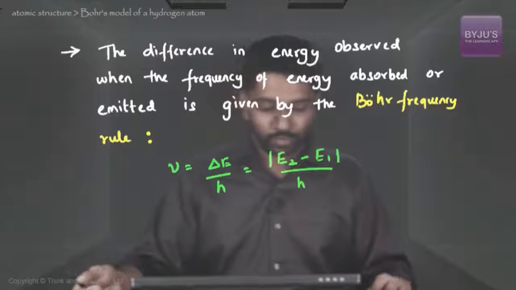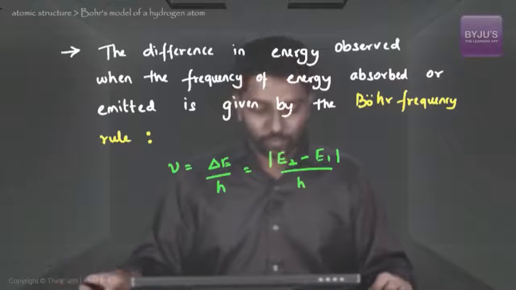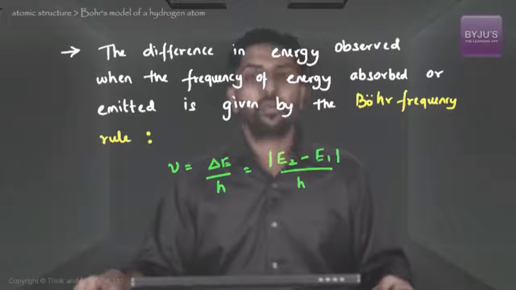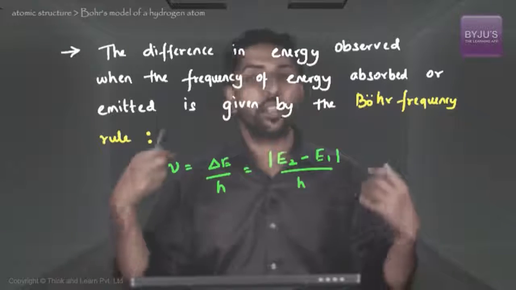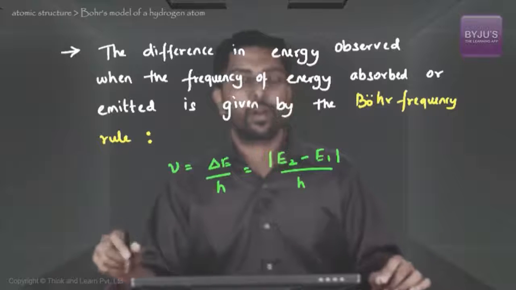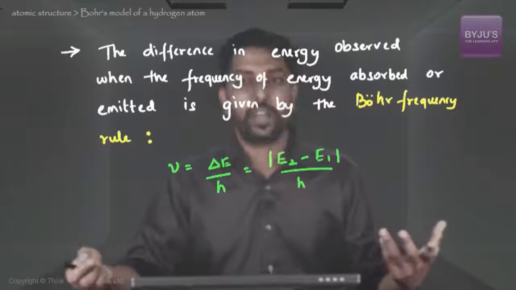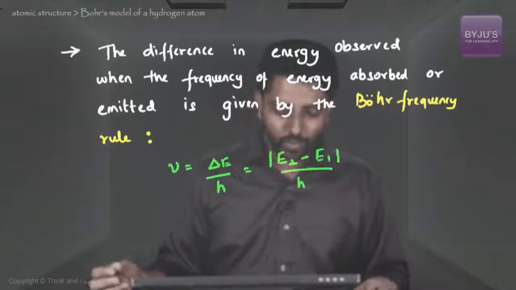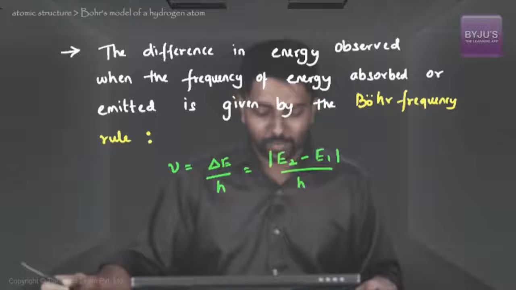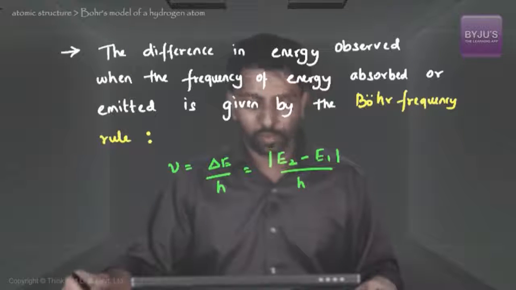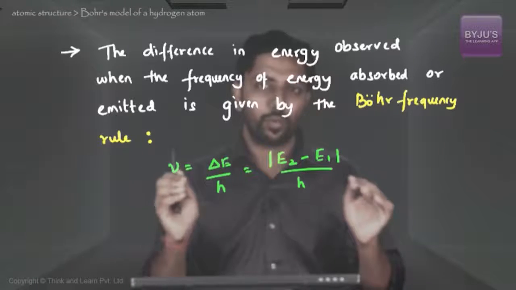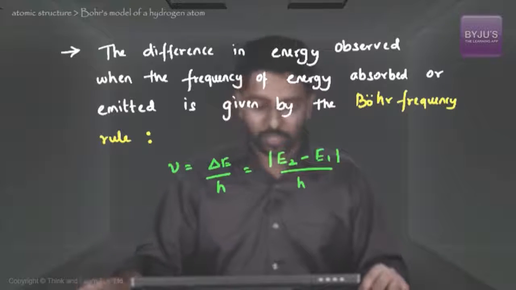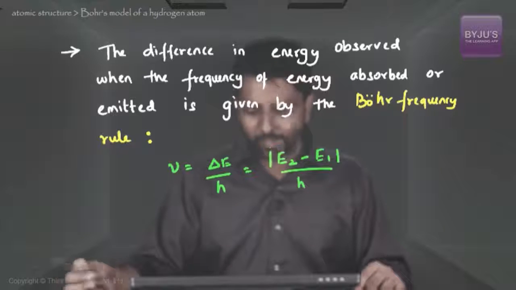We also know that E equals h nu. So this difference in energy, del E by h, should give you the frequency of the photon of the radiation which is absorbed or emitted. So nu is given by del E by h, which is nothing but the modulus of E2 minus E1, as in we are taking only the positive quantity. We are only taking the magnitude of that difference, E2 minus E1, the whole thing divided by h.